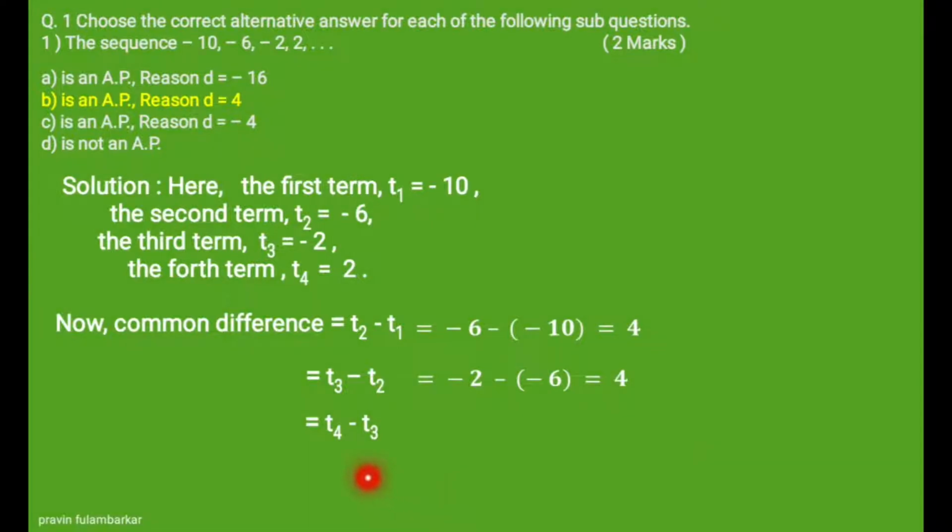So we calculate T4 minus T3. T4 is 2, T3 is -2. Substitute the values: minus minus gives plus, so 2 plus 2 we get 4. If you observe, the difference of consecutive terms is the same. So this is an arithmetic progression and the common difference is 4. So we write d equals 4. So option B is correct.